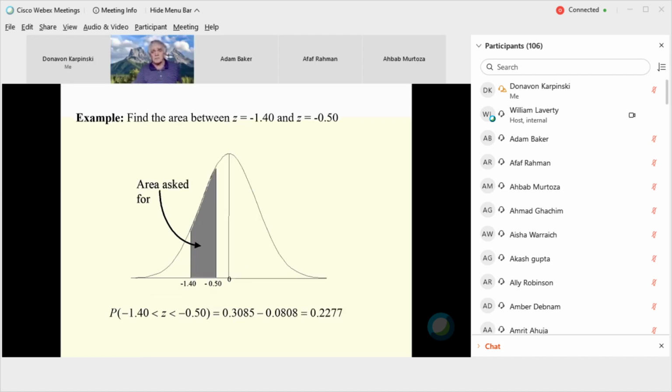Another example. I want the area between minus 1.4 and minus 0.5. Look up the area below minus 0.5, you get 0.3086. Look up the area below minus 1.40, you get 0.080. It's always useful to draw a rough little diagram of the area you're trying to compute.